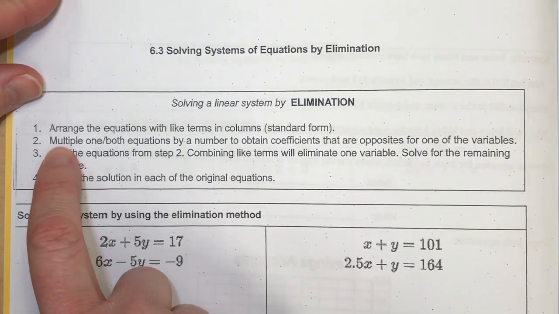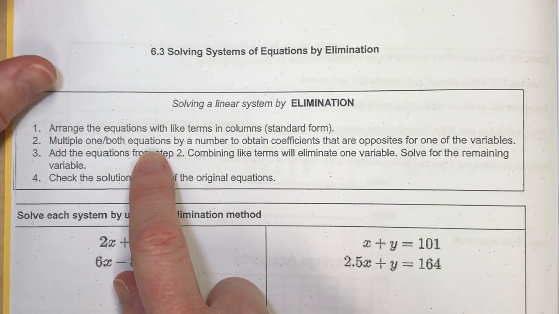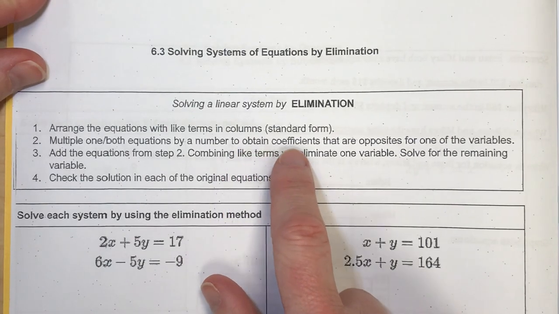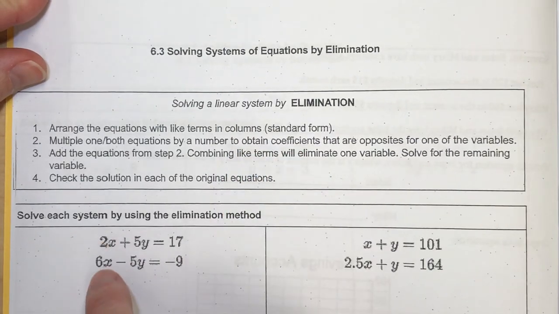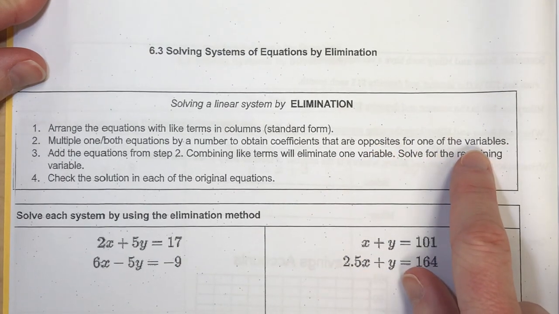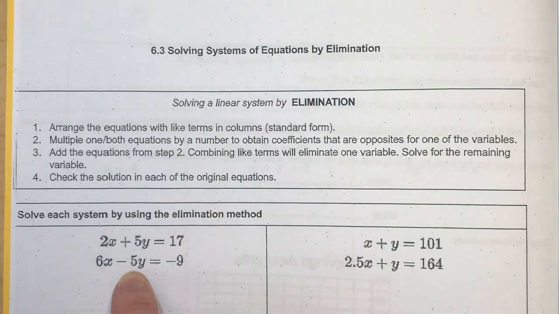For number 2 here, it says what you'll need to do is multiply one or perhaps both equations by a number, and the reason why you're going to do that is because you want to obtain coefficients, meaning the number in front of your letter, that would be opposite signs for one of your variables. So just to point out what that would look like, it would look like what you see right here, where your 5y and negative 5y will eliminate each other.